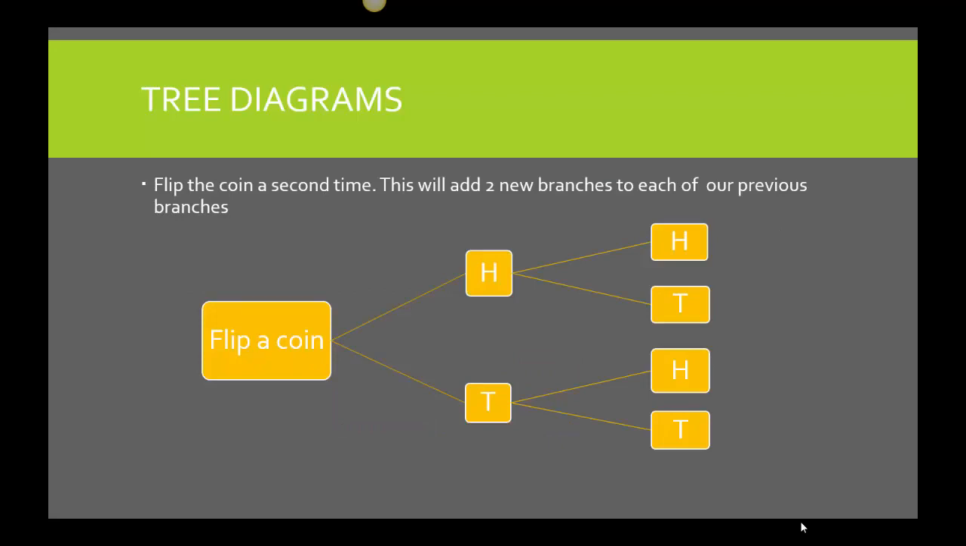This will add two new branches to each of our previous branches. So we have our first branch of heads, and then it can have a second head or tail. Or I have my other branch, tails, which could get a head or a tail. There are 4 different possibilities I could get from flipping a coin twice. I could get head-head, head-tail, tail-head, or tail-tail.